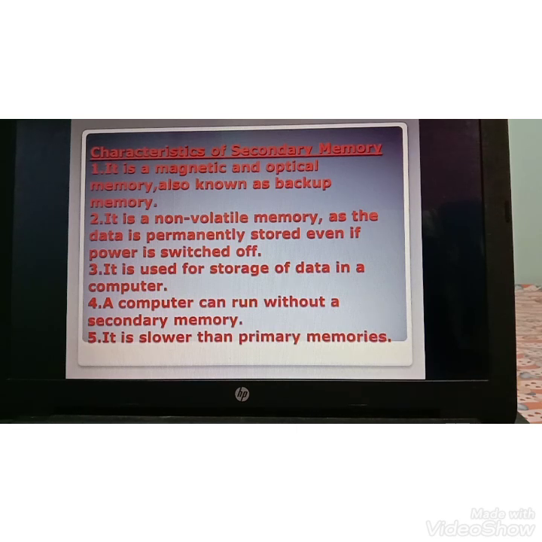So these are the characteristics, or features, of secondary memory. It is a magnetic and optical memory, also known as backup memory. Second, it is a non-volatile memory as data is permanently stored even if the power is switched off. That means if power goes off, the data still remain there. Number three, it is used for storage of data in a computer. Number four, a computer can run without a secondary memory. And the last one, it is slower than primary memories.